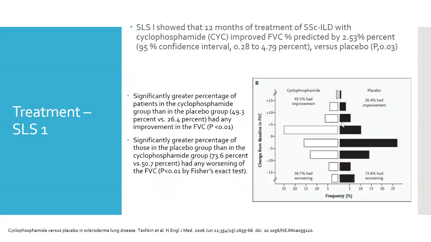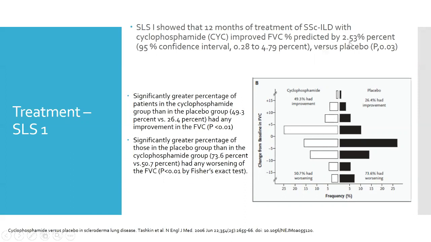What SLS1 showed was a modest improvement. At 12 months, patients who were treated with cyclophosphamide improved their FVC percent predicted by about 2.53% versus placebo, and this was significant. But I think the other important thing to look at here is the change of FVC from baseline, and these 4 quadrants. Basically, patients who were on cyclophosphamide, when compared to placebo, had any improvement in FVC. So a greater percent of patients had any improvement in FVC.